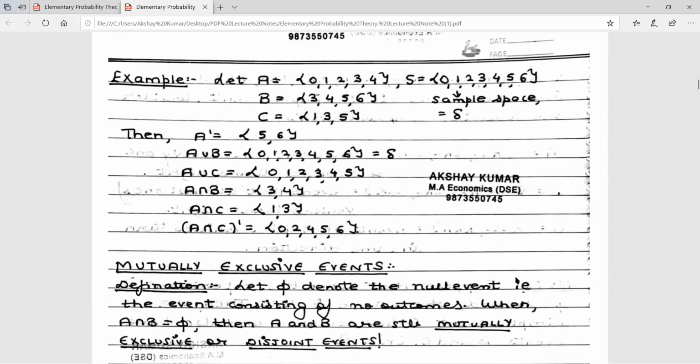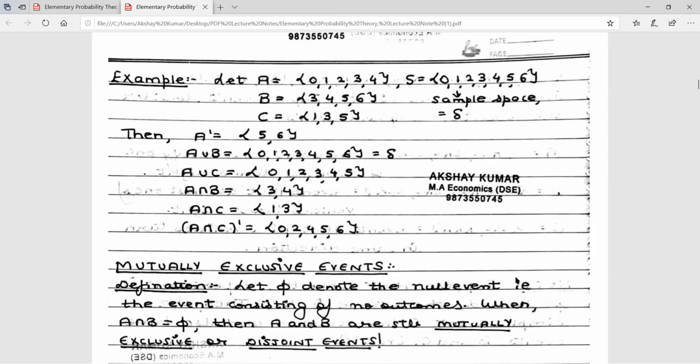A intersection B is the common elements of A and B. So if you look at A and B, what are the common elements? The only common elements of A and B are 3 and 4. So A intersection B is 3, 4. Common elements between A and C are only 1 and 3. So A intersection C is the set of 1, 3.